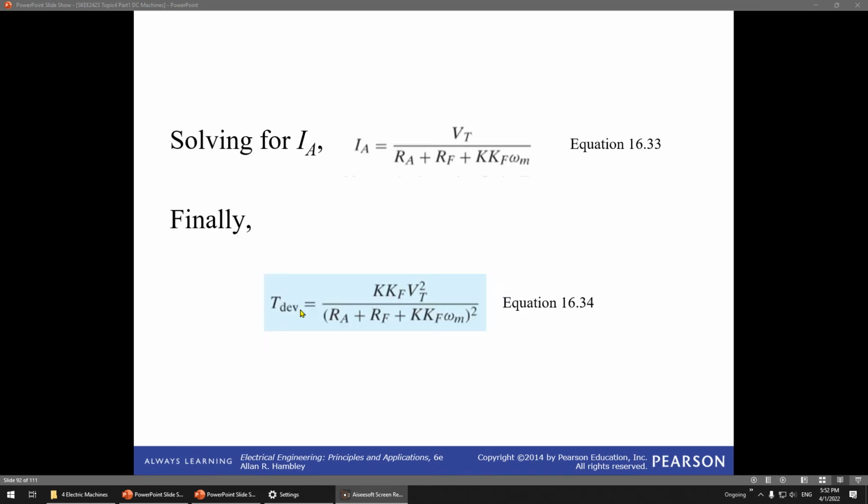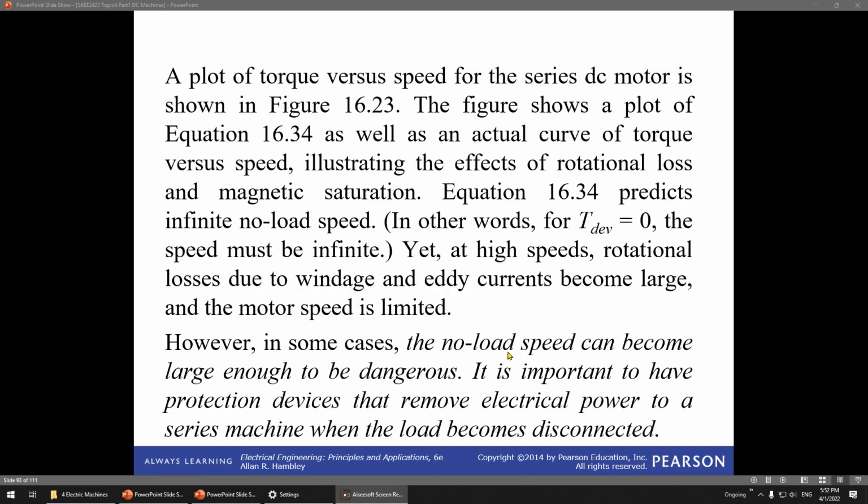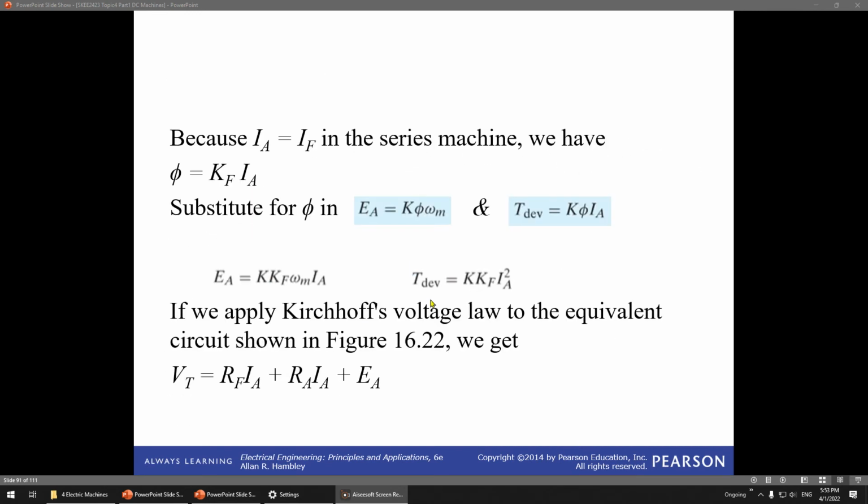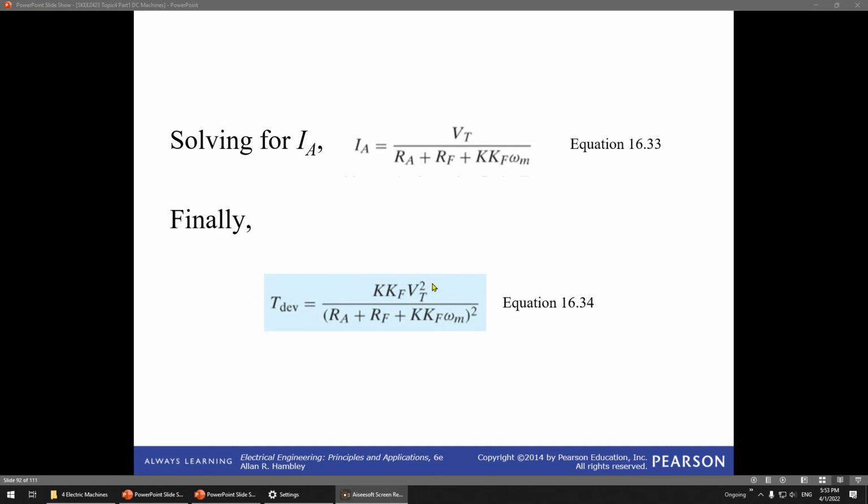If you plot this, this is the torque-speed relationship. You have torque, you have speed here. All of these are constant. You can see here, this is constant, constant, constant, and this one is considered constant. Voltage source is usually a constant one for series and shunt connected. So a plot of torque versus speed for the series motor is shown in figure 23. You can see here, this is the relationship, so from this we plot this.